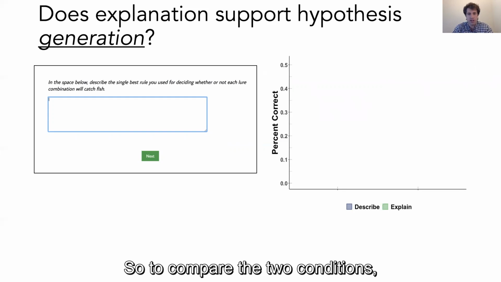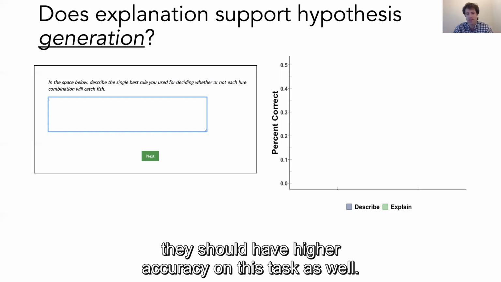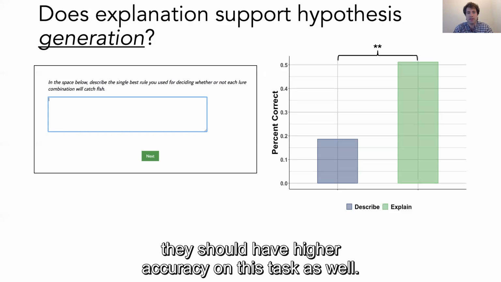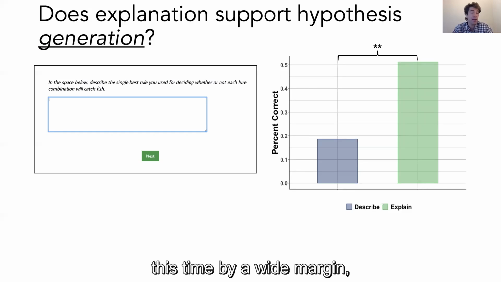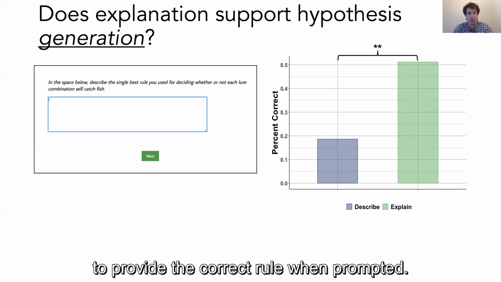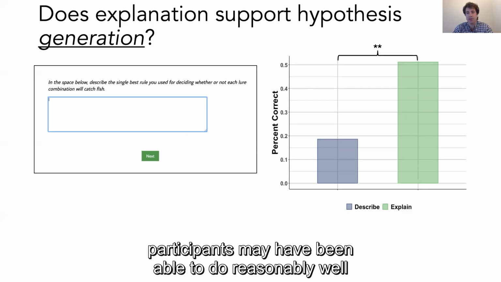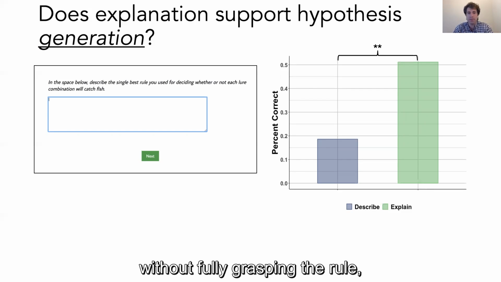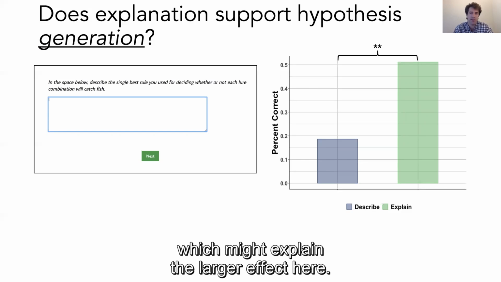So to compare the two conditions, we're going to plot the percent of people in each condition that generated the correct rule. If explainers were more likely to generate the correct hypothesis, they should have higher accuracy on this task as well. And that's what we find here. So explainers are significantly more likely, this time by a wide margin, to provide the correct rule when prompted. So in the earlier classification task, participants may have been able to do reasonably well without fully grasping the rule, whereas in the free response prompt, participants had to have an explicit formulation of the rule, which might explain the larger effect here.